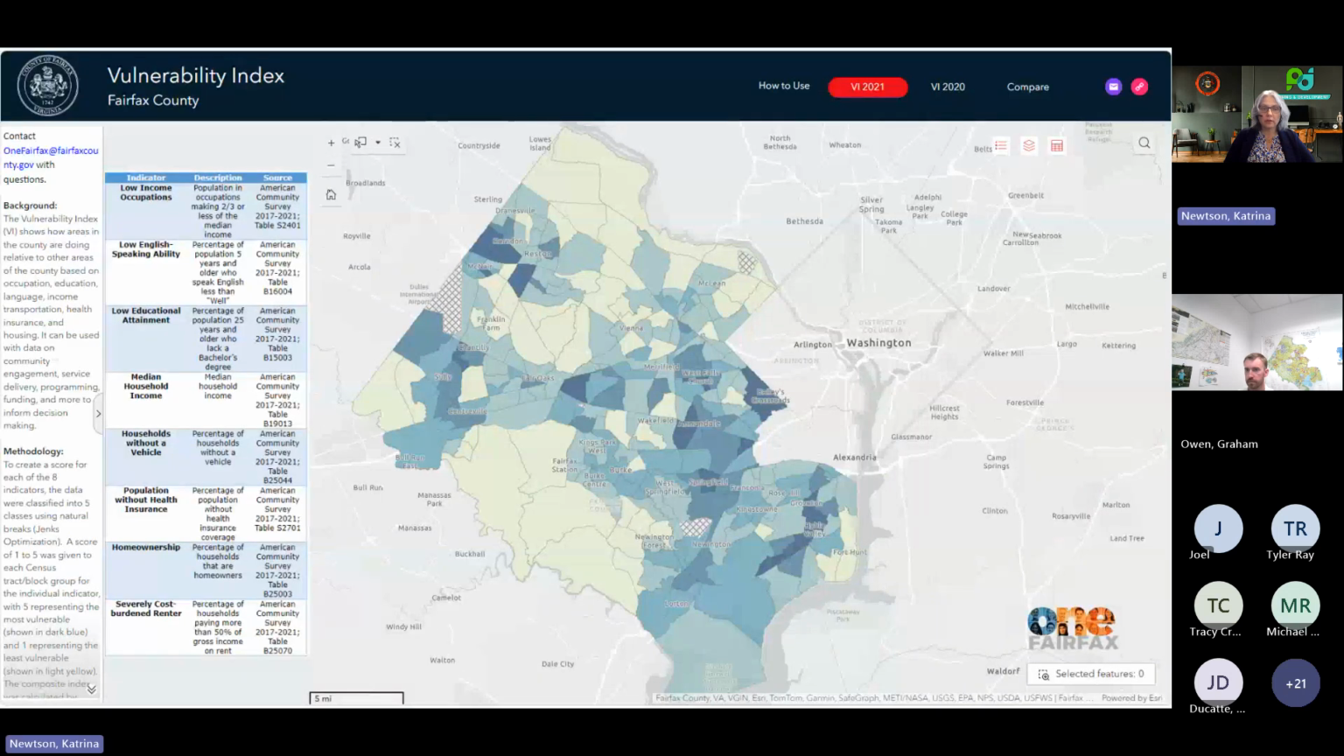This is the vulnerability index map. This is the dashboard. The areas are broken down by census tract, and the score is from 1 to 5, with 5 representing the most vulnerable. Those areas are shown in dark blue.